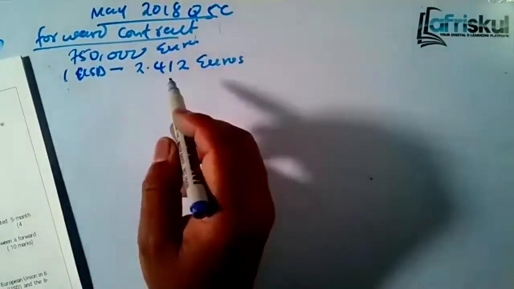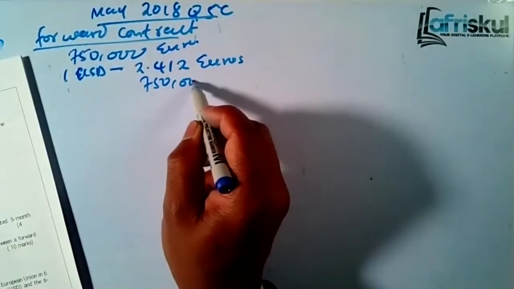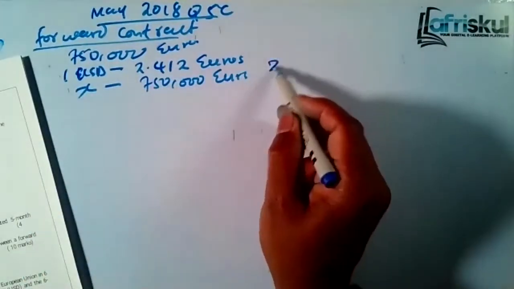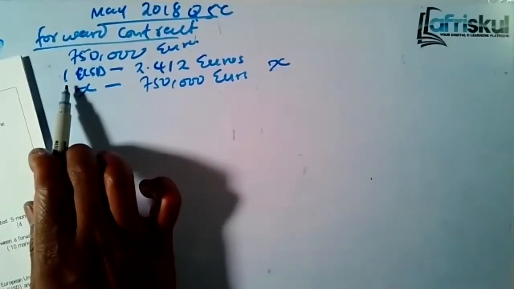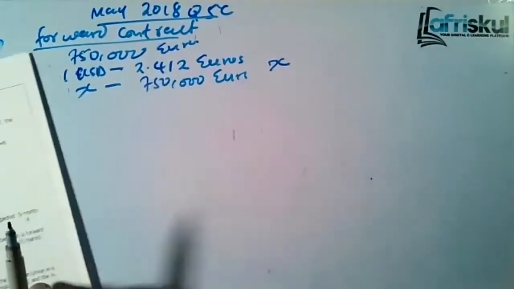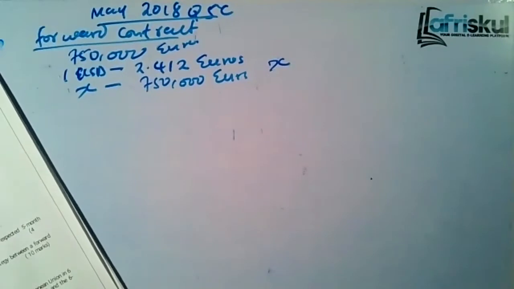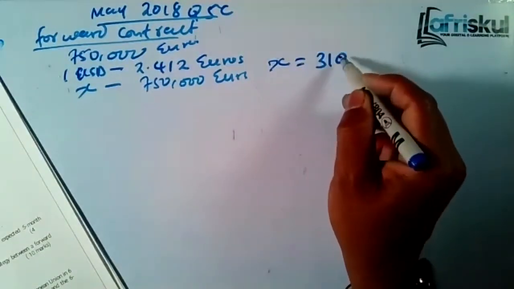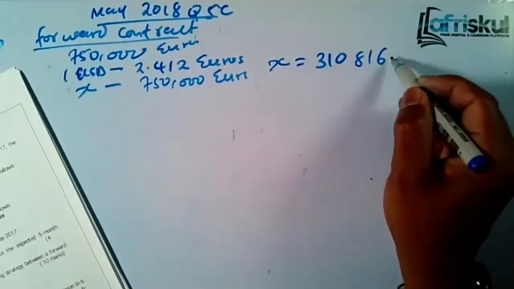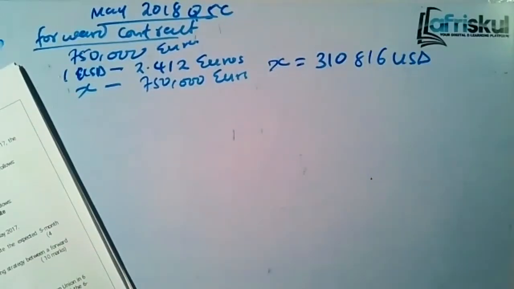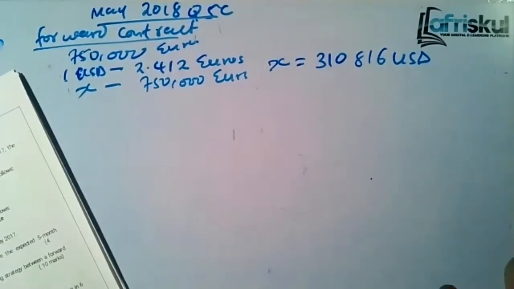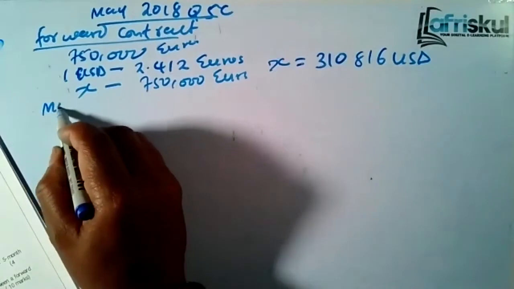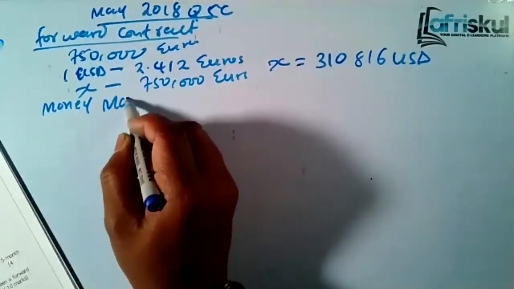750 euros will be equivalent to how many US dollars? So you cross multiply. It's 750 times 1, you divide by 2.412. So how much did you get? In that case, you'll get 310,816 US dollars. So that's the forward contract. If you use the forward contract, this is what you'll receive after 6 months. Now let's go to the money market hedge.